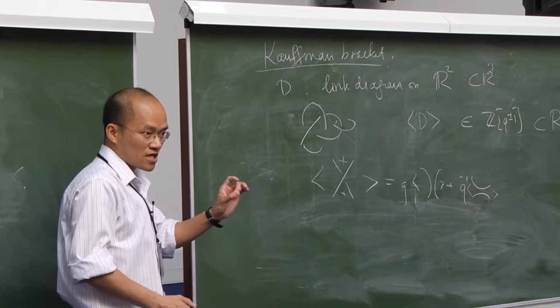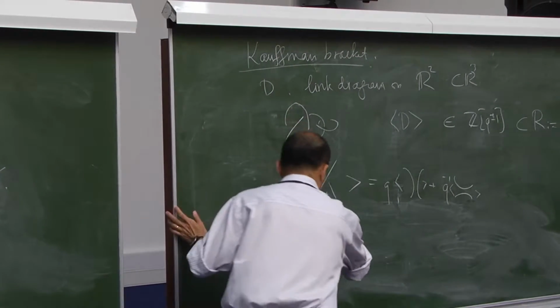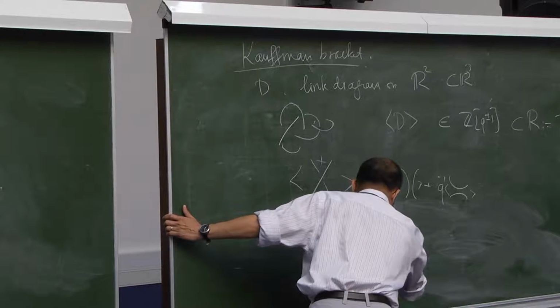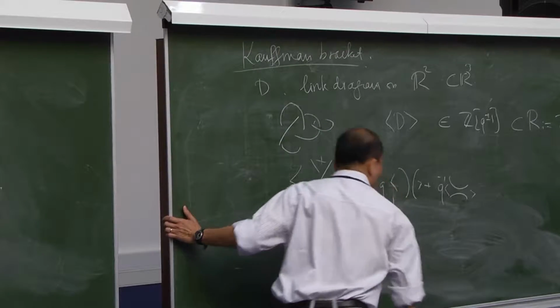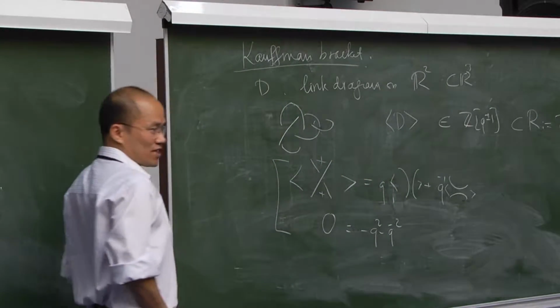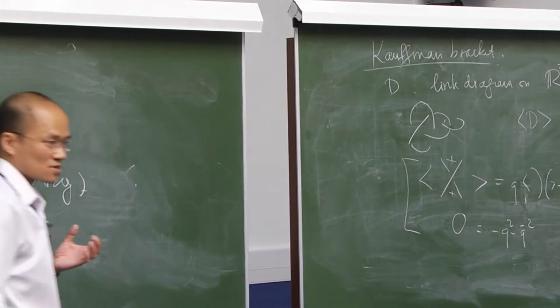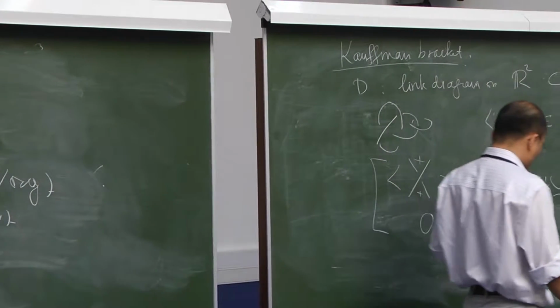And so each component would be just a circle on the plane, and the value of a circle would be minus q squared minus q to the minus 2.